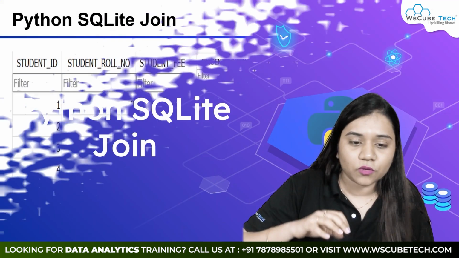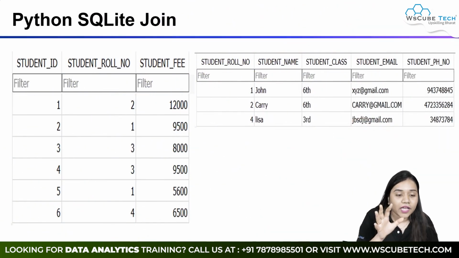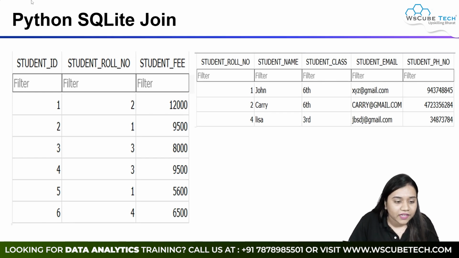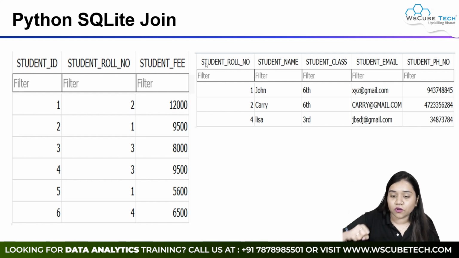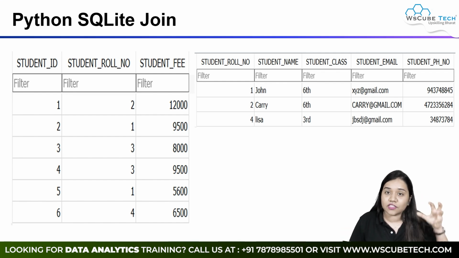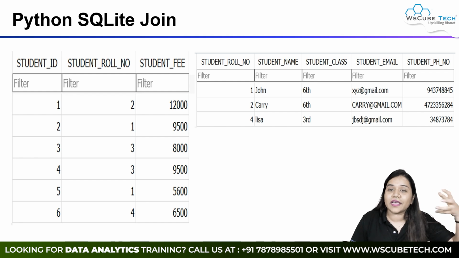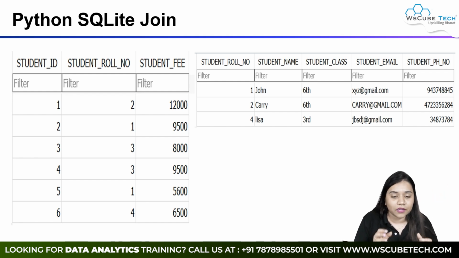First of all, let's have a look at how these tables look. I have already created two tables over here. Right now they look like this. Our first table is for the fee structure, where I have student ID, roll number and student fee. And our second table contains the table that we have been working on so far: student roll number, student name, student class, student email and student phone number. So one has the student details and the other has the fee structure, that is, how much fees they have received so far from the particular student.